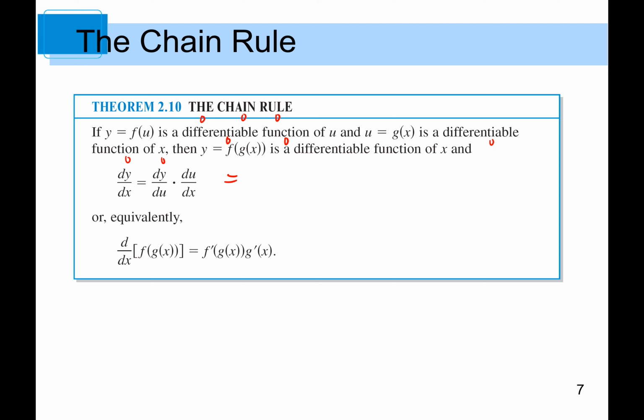The proof of this is very straightforward. You have dy over dx, and you rewrite it as dy over du times du over dx, since du over du is 1. Then you rearrange it: dy over du times du over dx. That's how you prove the chain rule.